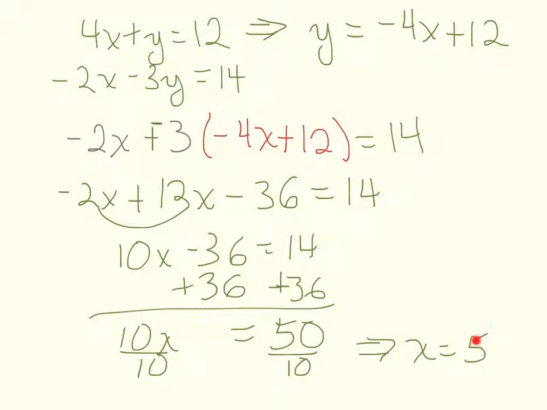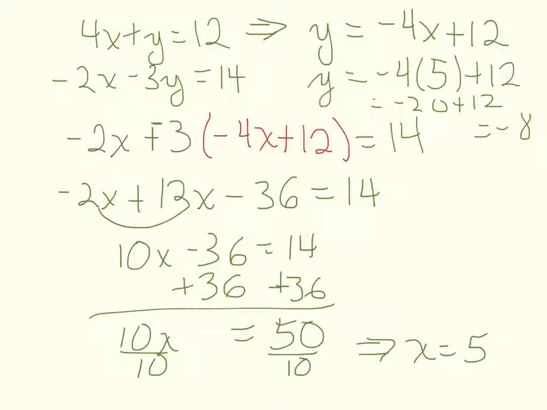So we want to plug this 5, x is equal to 5, up here in this equation. Substitute 5 in here, and then we'll be able to figure out what y is. So let's do that. We have y is equal to negative 4 times 5 plus 12. So negative 4 times 5 is a negative 20 plus 12. That means y is equal to negative 8.